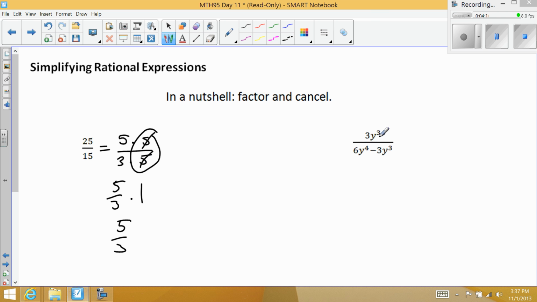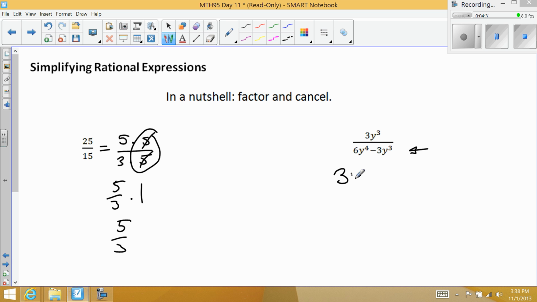So for this one, we do not want to just cancel the 3y cubes. Let me repeat that. We cannot cancel the 3y cubes. The reason why is in the bottom of the fraction here, that 3y cubed is not a factor, it is a term. So we have to factor that denominator, looking for common factors before we can do any reducing.